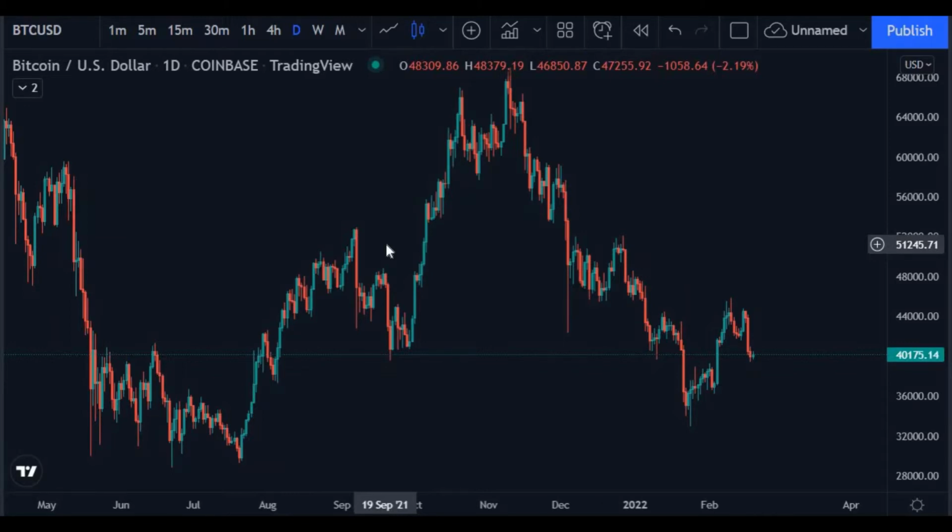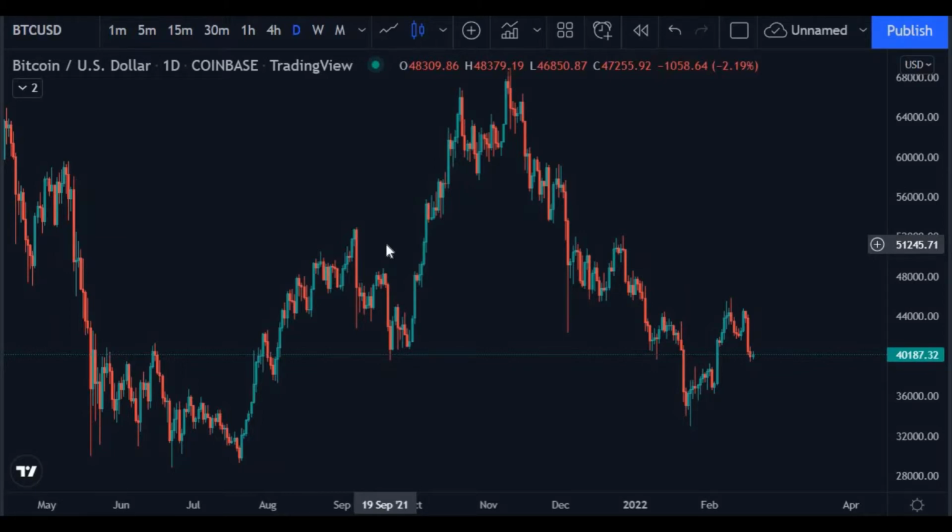In areas where buyers find a lot of value, prices are most likely going to drop to such areas, and then we begin to see prices react to the upside. Meanwhile, in levels where we have more willing sellers than buyers, we are most likely to see prices rally up there, react, and then move to the downside. Yeah, it's as simple as that.